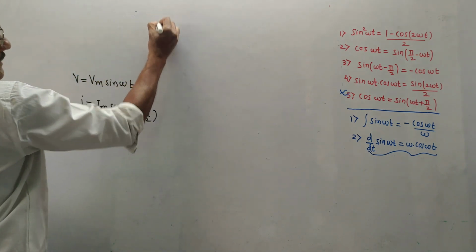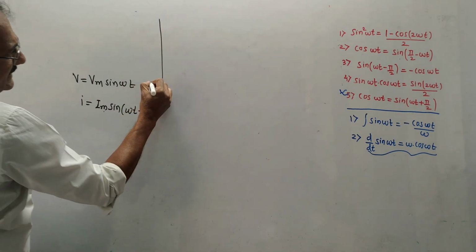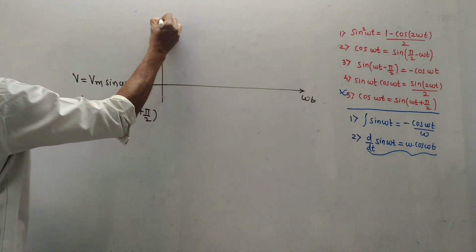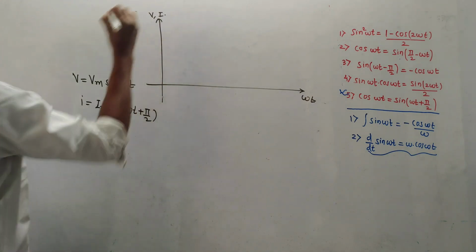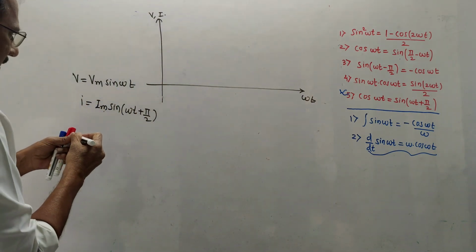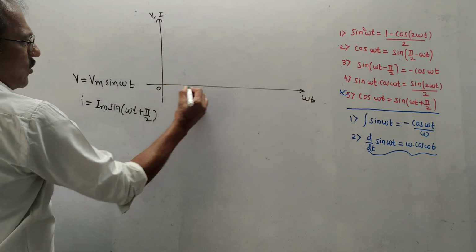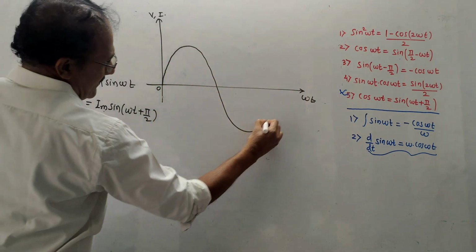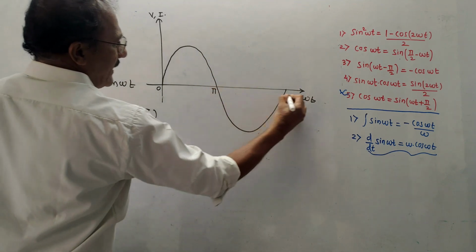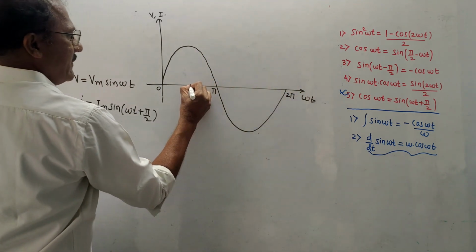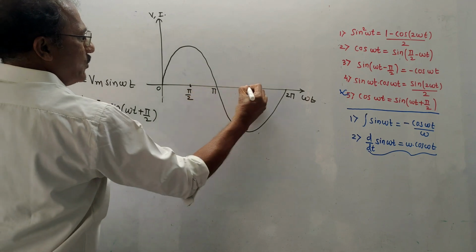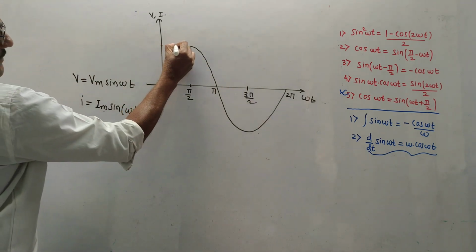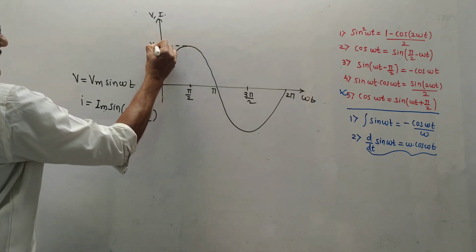How to draw the diagram? Same logic as the previous case. On this axis I will write omega t, on this axis voltage as well as current. First I will draw the standard waveform of voltage. So it is a sine wave like this. This value is pi, this value is 2 pi, in between somewhere I will have pi by 2, and this is 3 pi by 2. I have marked the scale. This maximum value of voltage is Vm.